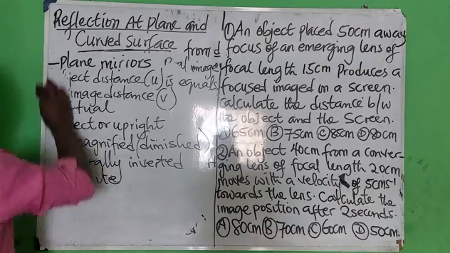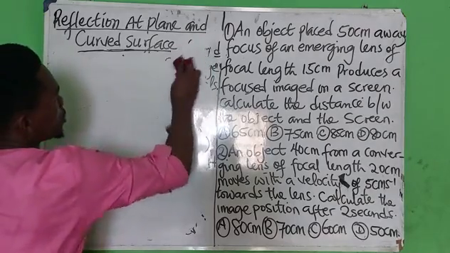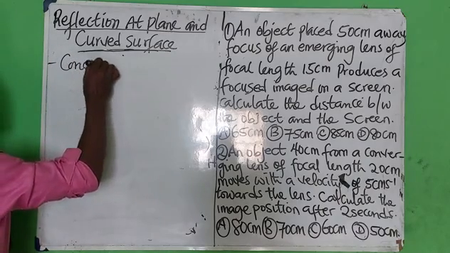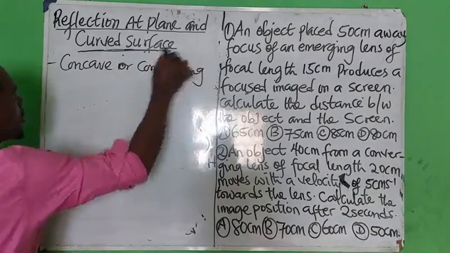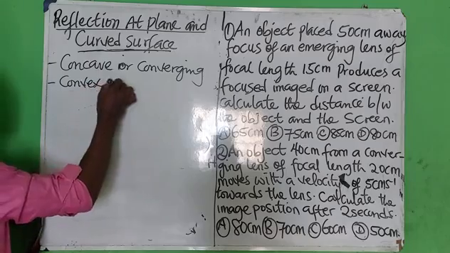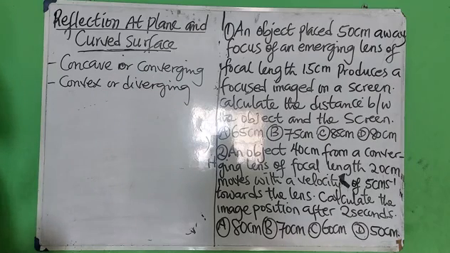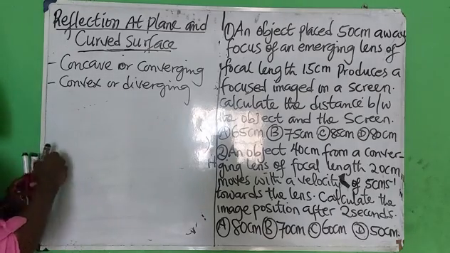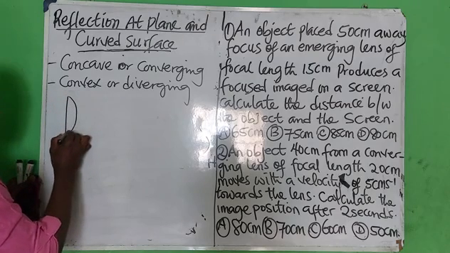Now, what are the two types of mirrors? We have the concave or converging mirror. We have the convex or diverging mirror. So these are the two types of mirrors that we have: concave mirror and convex mirror. Please take note that the concave mirror is coated inside.